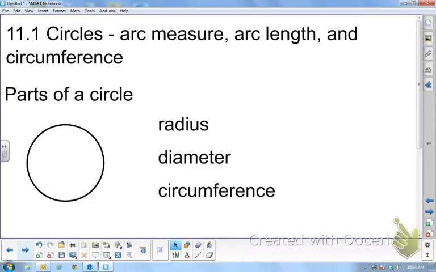So today we're going to talk about circles. We're going to talk about the arc measure, the arc length, and the circumference. So before we talk about circles, we need some definitions.